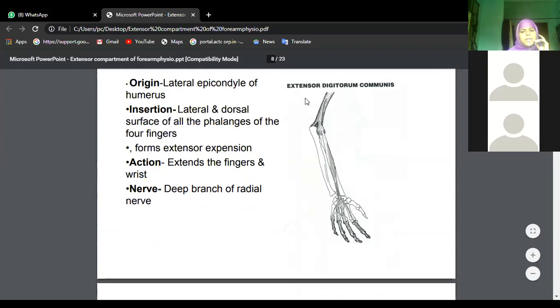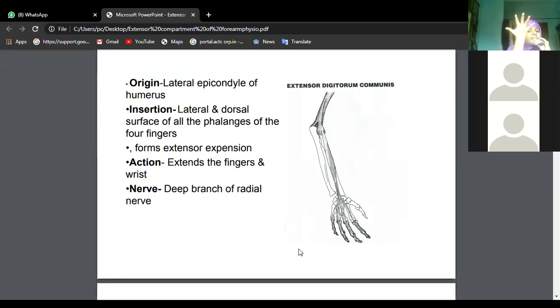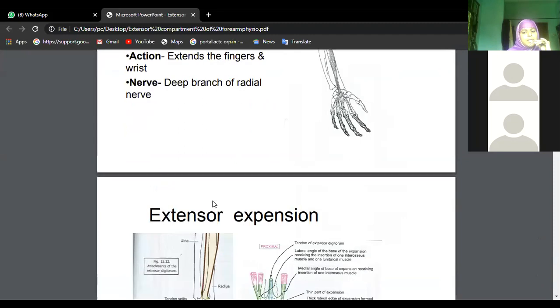This muscle originates from the lateral epicondyle of the humerus, and then it splits into 4 tendons, which are inserted into the lateral and dorsal surfaces of all phalanges, the distal phalanges of the 4 fingers. Extensor means they bring about extension of the fingers and also the wrist joint. Nerve supply is the same, the deep branch of the radial nerve.